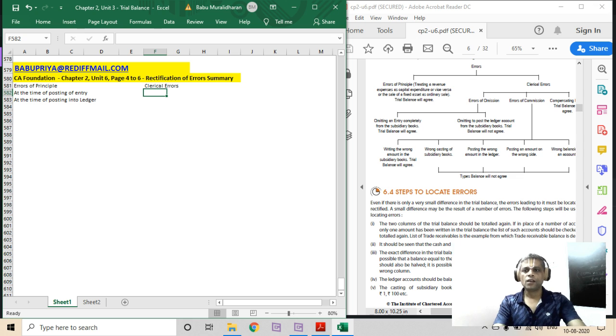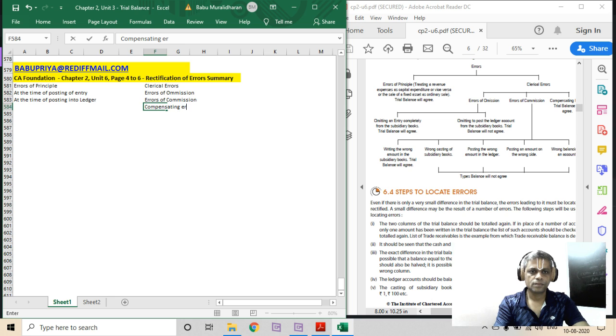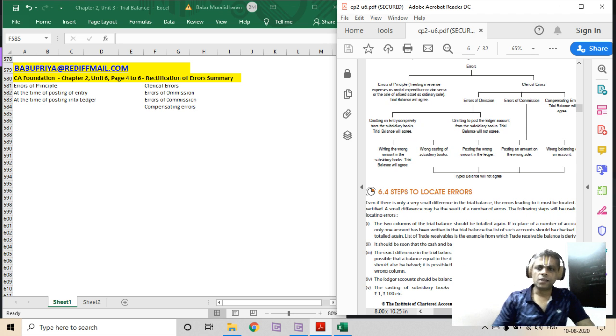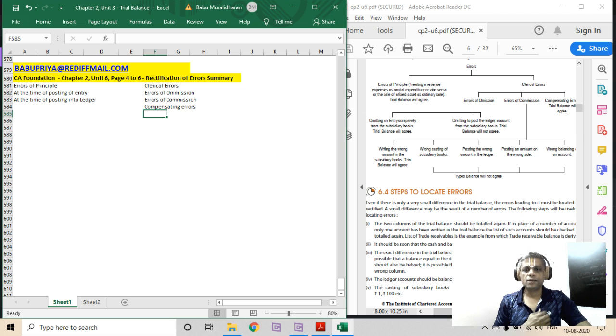Clerical errors can be of three types again. One is errors of omission, errors of commission, and compensating errors. Then errors of commission can be further divided into five steps.